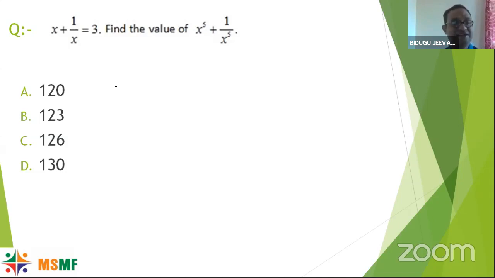Come on. See, I'll give the clue for this. To solve it, x plus 1 by x is equal to 3. To find the power, I have to do square, I have to do cube. Of course, this will become 5. First, I have to do square, then cube. Come on, try for this. I used to wait for you.